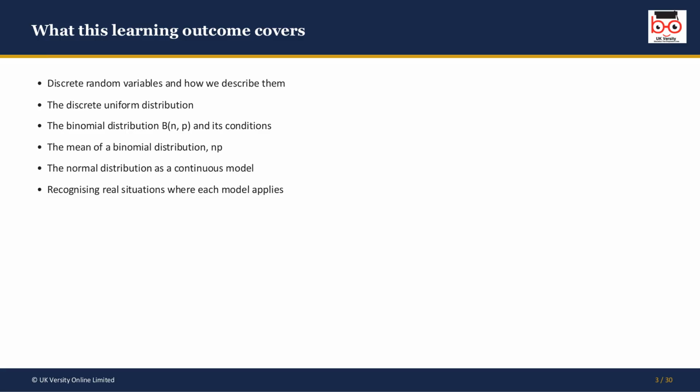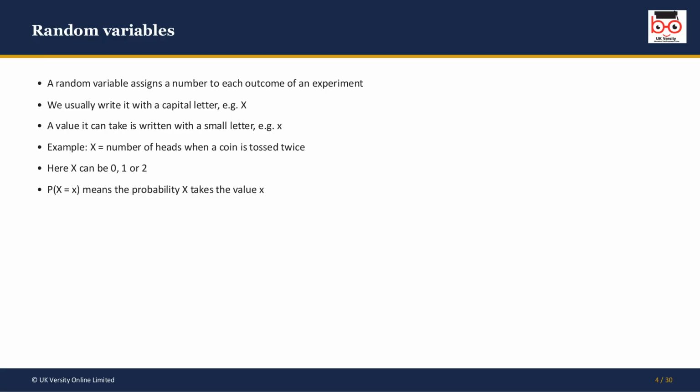We'll start with discrete random variables and how to describe them, then look at the discrete uniform distribution. Next comes the binomial distribution, written B(n,p), along with its conditions and its mean, np. After that, we'll turn to the normal distribution as a continuous model and practice recognizing real situations where each of these applies. Let's begin with random variables.